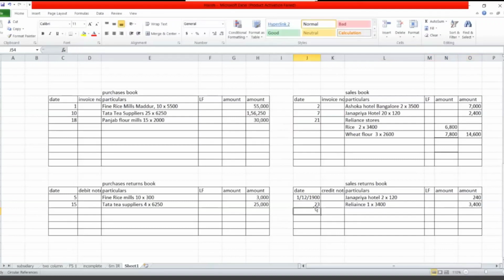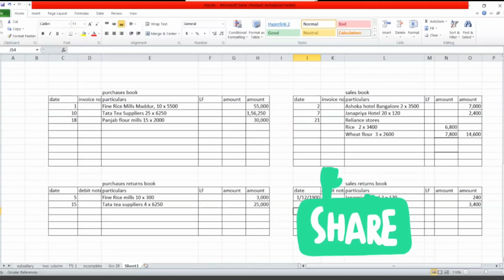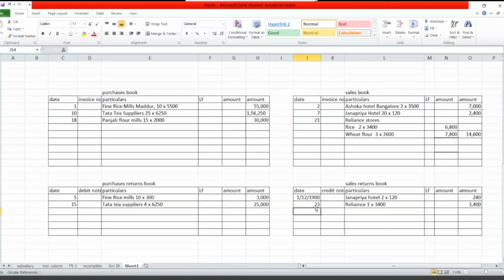Next transaction. Bought office furniture from Vishal Furniture Mart for 25,000 on credit. Yes, this is a credit transaction, but this is an asset transaction. Asset transactions won't be shown here, right? We will be showing that in the journal proper.